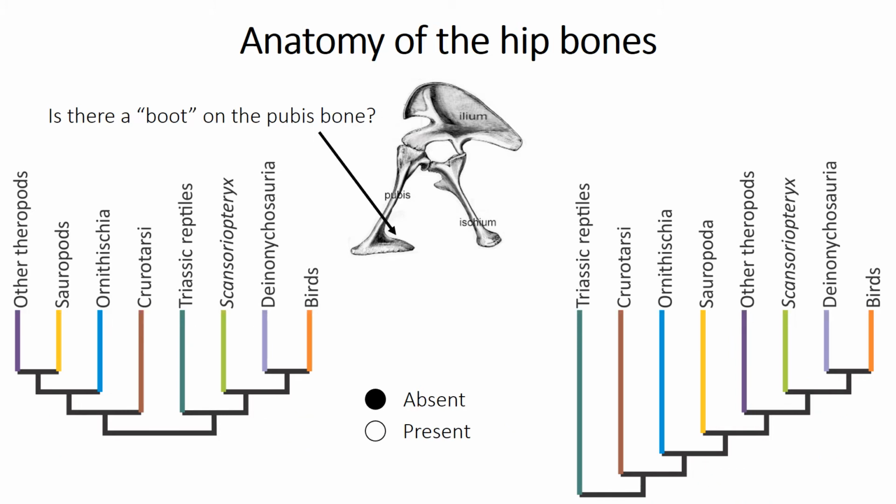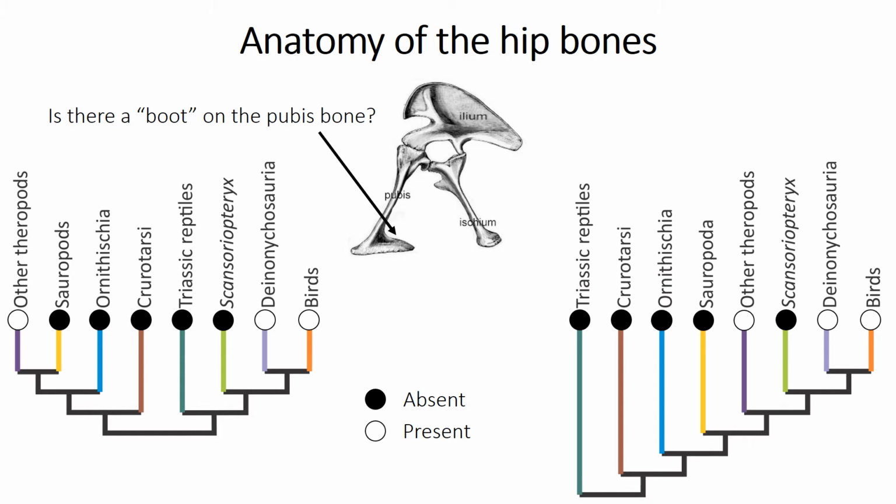All right, well, let's look at another hip character, which is the presence or absence of a projection, sometimes called a boot, on the pubis bone there. So we can map the character states again onto our phylogenies, and the pubic boot is present in many other theropods, in Archosauria and in early birds, but not in other groups, including not in Scansoriopteryx. So what would you conclude about the evolution of this feature based on these trees?